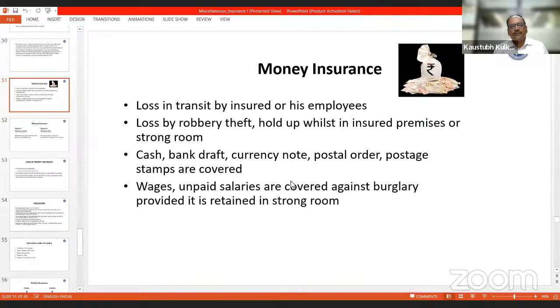Loss by robbery, theft, or hold up whilst in insured premises or strong room. So money insurance is not only loss of money in transit, but also loss of money whilst in the insured premises, or if the money is kept in a strong room after business hours. So what is the property covered under money? Those are cash, bank drafts, currency notes, postal orders, postage stamps, etc. So here the insured has to declare what type of money he wants to insure. Wages and unpaid salaries are covered against burglary provided those are retained in the strong room.